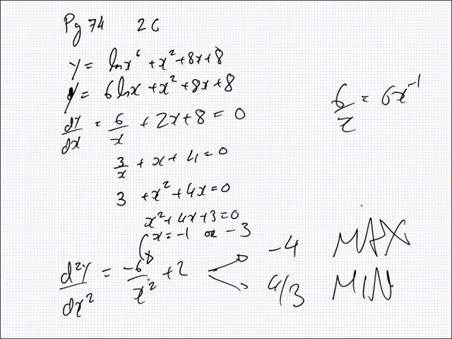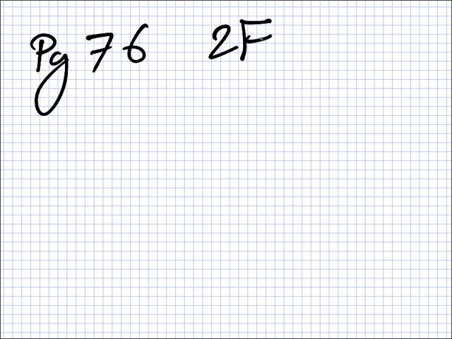So, 2F on 76 will be good. Revision, please. Can you sign to that? 76, 2F. Find the stationary point and the nature of it.